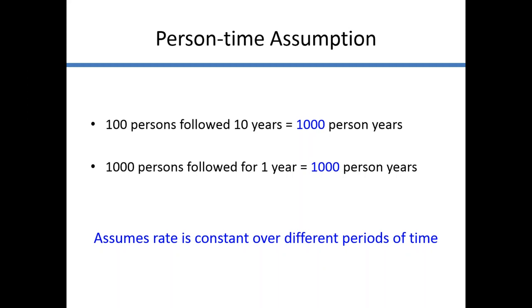So 100 persons followed for 10 years is 1,000 person years. Also, 1,000 persons followed for 1 year is 1,000 person years. And that illustrates the point that this calculation assumes the rate is constant over different periods of time. If the rate is not constant, then these are not equivalent. That's the only way you can make equivalence between 10 years and 1 year, and assume that it's the same rate that you're calculating. So there are always underlying assumptions, but this is an important one.